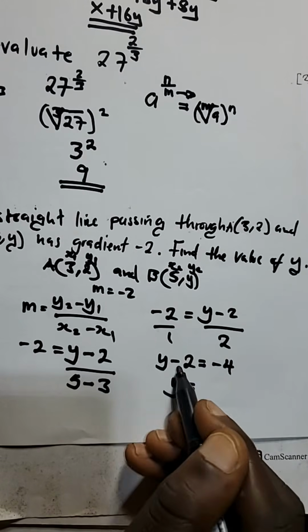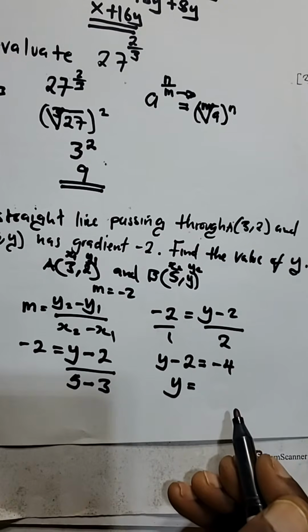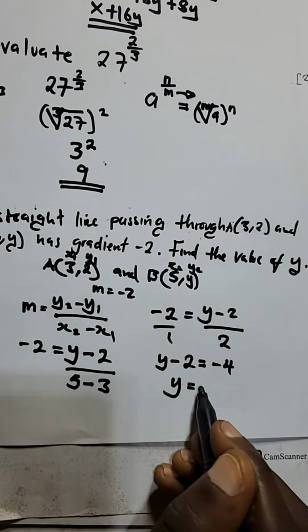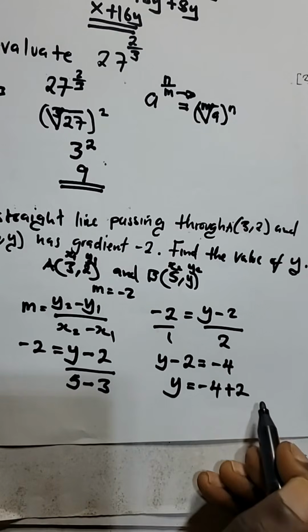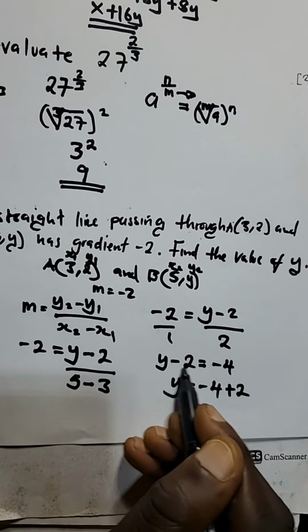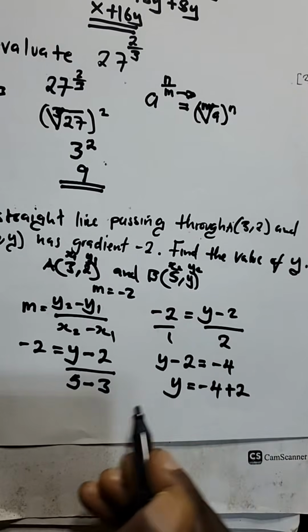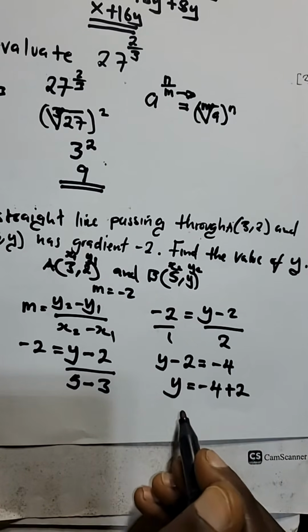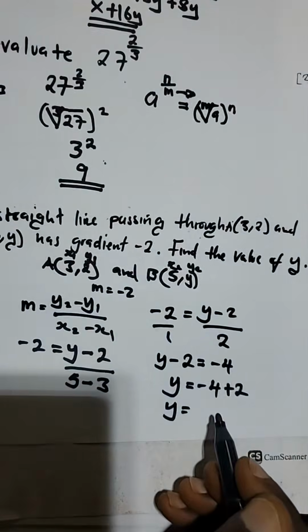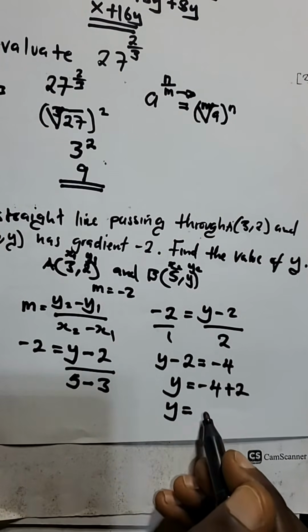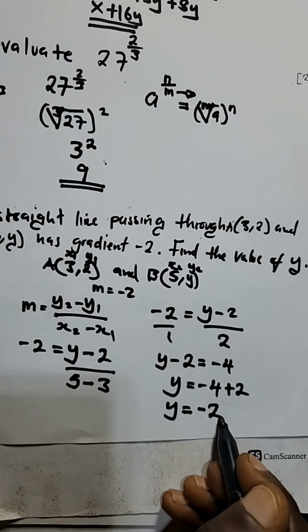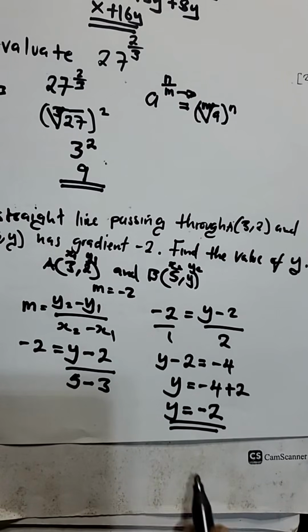Then you can collect the like terms, or solve for y, and this becomes y is equal to -4, and the -2 crosses the equal sign and becomes positive, so you have -4 plus 2. In other words, you add 2 to both sides to get rid of this 2 on this side. So y is equal to -4 plus 2, which is -2, and this is the value of y.